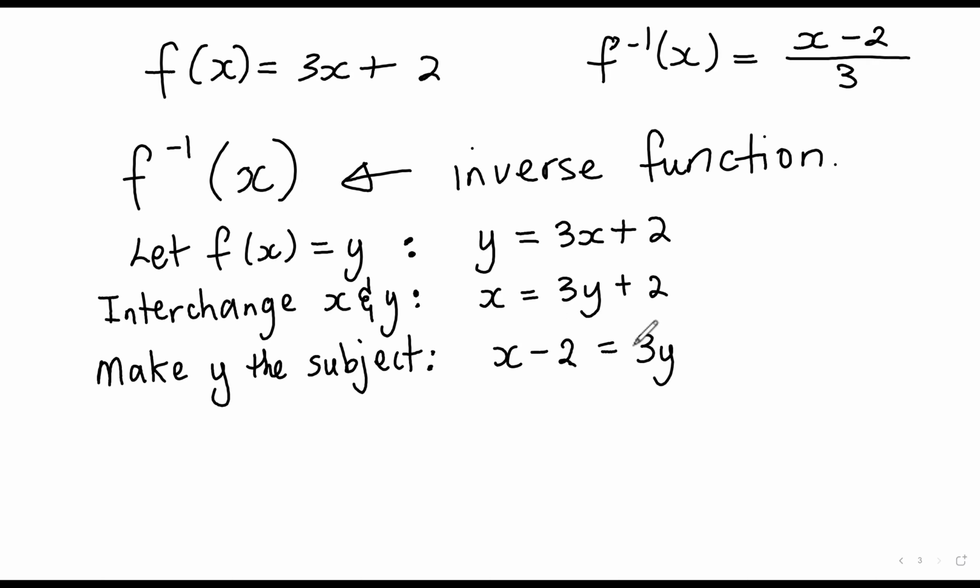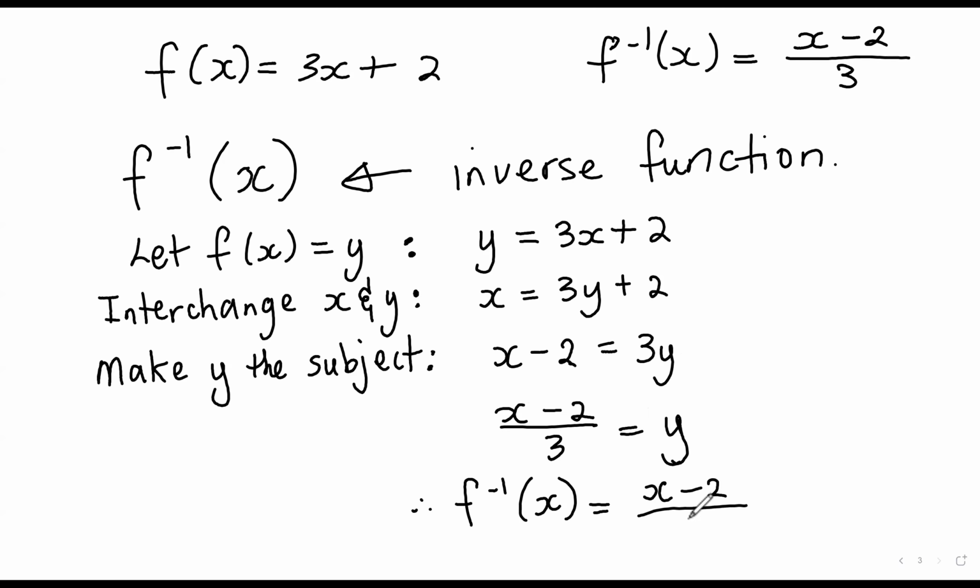And if x minus 2 is equal to 3y, I'll have to divide by 3 to get rid of it. So I'll end up with x minus 2 divided by 3 is equal to y. And this is your function inverse. So f inverse of x is equal to x minus 2 divided by 3. And as you can see, that's what I thought it was going to be.